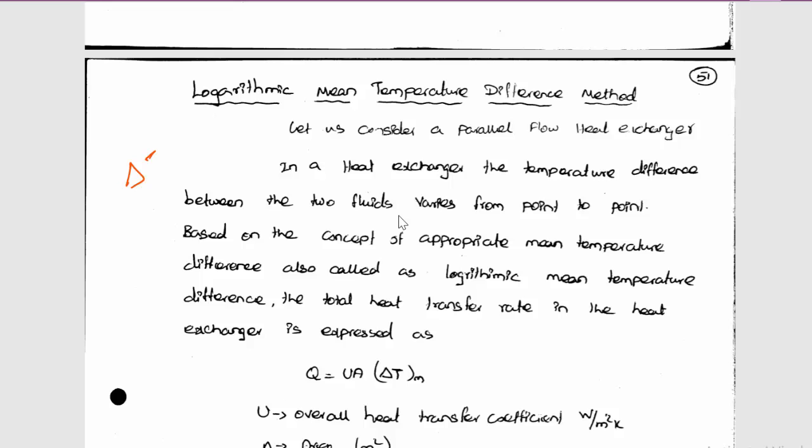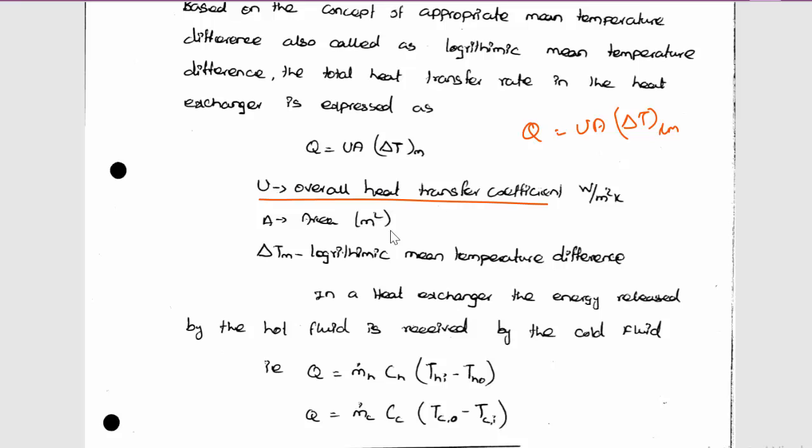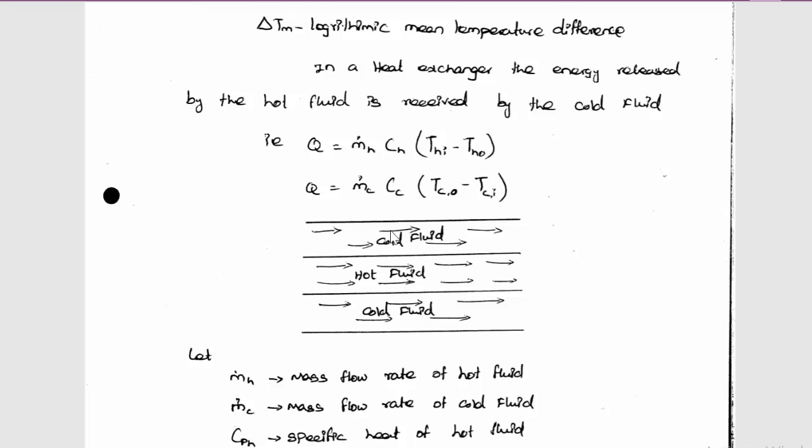So del T of LM, logarithmic mean temperature. That expression I am going to derive now for parallel flow and counter flow. So in the first case I am taking parallel flow heat exchangers. Okay, you know that the total amount of heat transferred is equal to UA into del T LM. Q equal to UA del T of LM. Here U is your overall heat transfer coefficient, A is the area of the heat exchanger, del T LM is the logarithmic mean temperature difference.